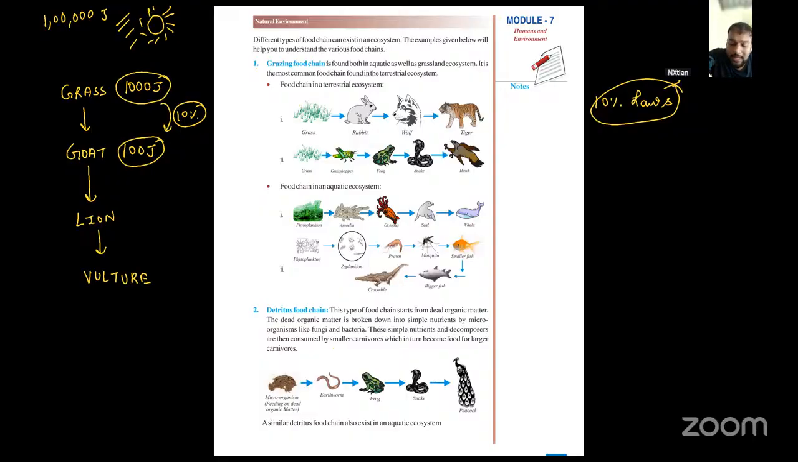Now lion will eat goat. Then again, only 10% energy will pass, so it will become only 10 joule. Now vulture will eat lion. So again, only 10% energy will pass on, which is 1 joule. So if the sun is emitting 1 lakh joule, vulture is only getting 1 joule. Did you understand? So that's why lion eats a lot, so that he can get more energy from it.